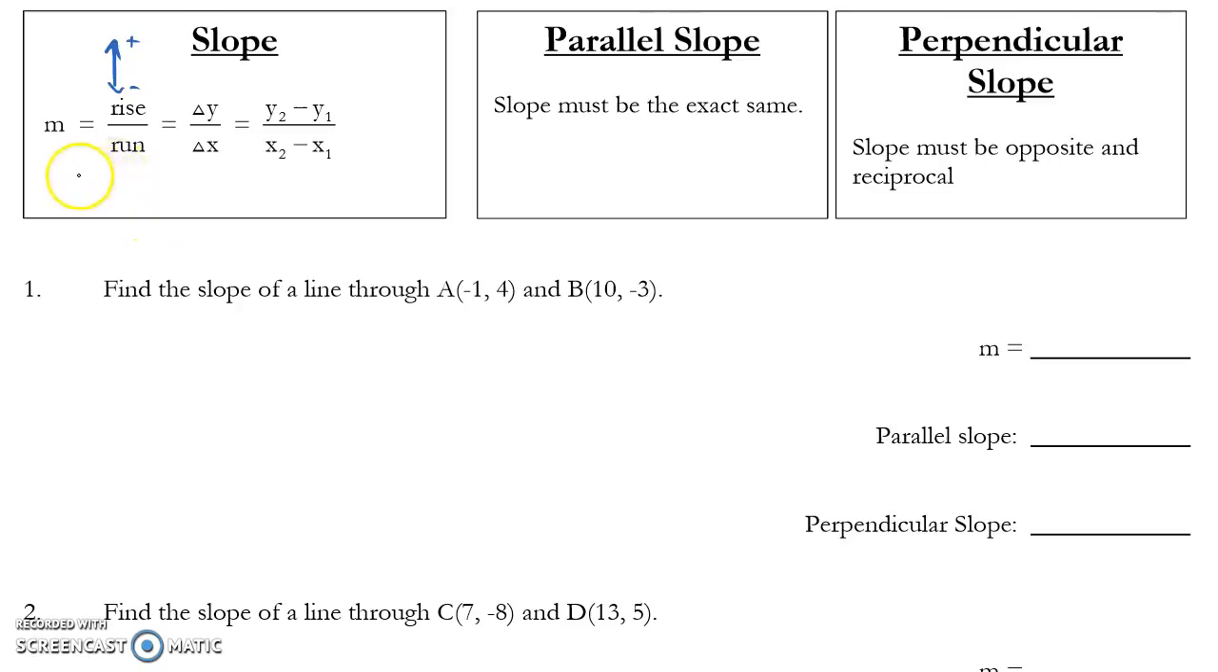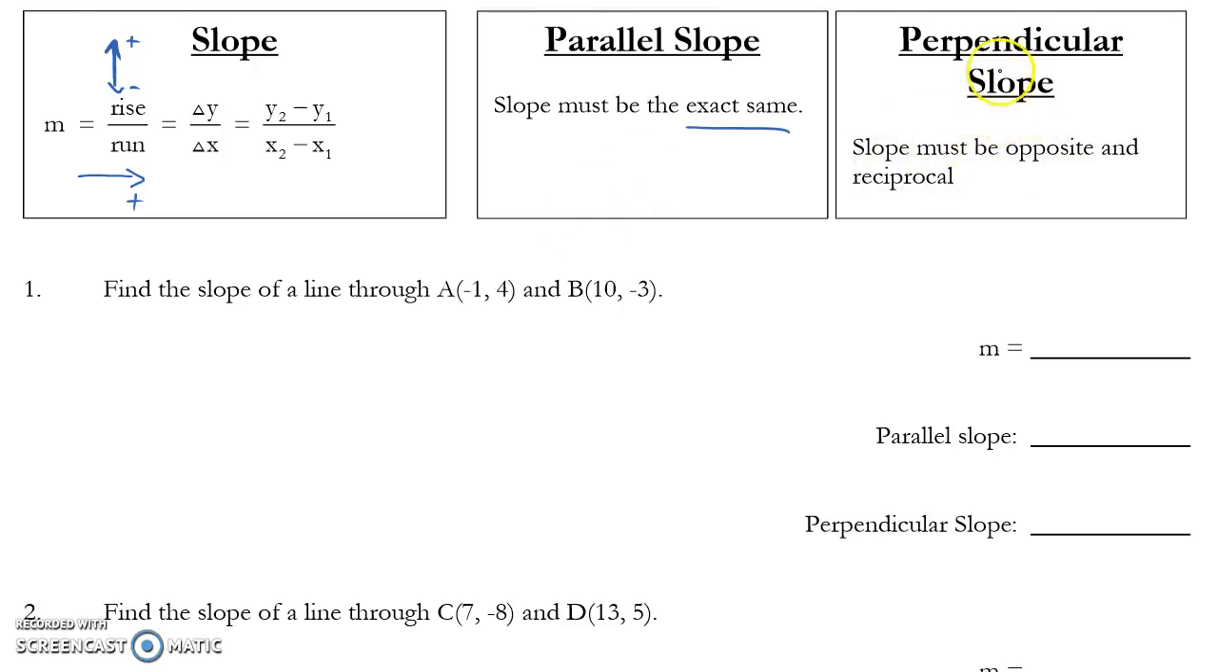And when we're talking about run, we're talking about left or right, but I'm always asking you guys, focus on right. Right is positive. Read your graphs starting on the left, going to the right, just like you would read a sentence. For slopes to be parallel, they have to be the exact same thing. Not any difference at all. Same fractions, same positive, same negative, everything is identical.